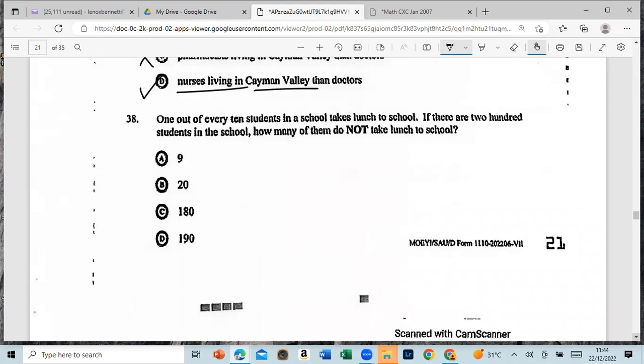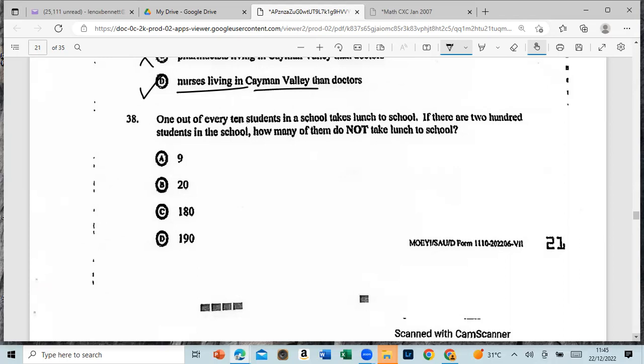All right, 38. 1 out of every 10 students in a school takes lunch to school. If there are 200 students in the school, how many of them do not take lunch to school? Work out that one for me, guys. I know you guys are probably a bit tired now, but we don't have long to go. C. C, 20. How did you get it?